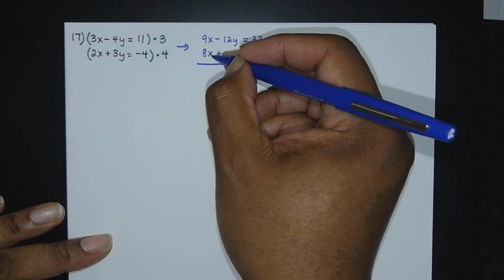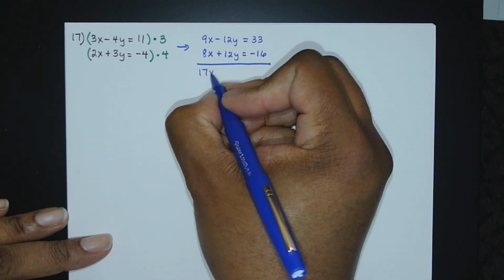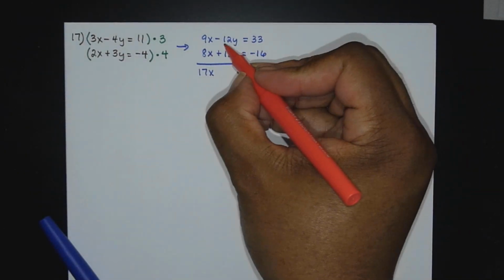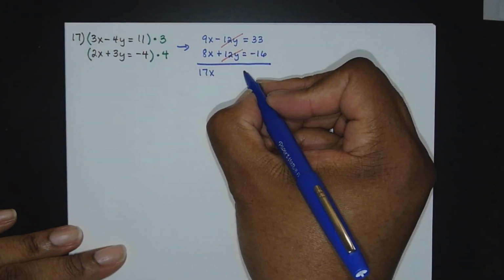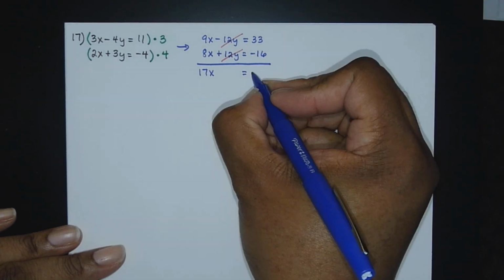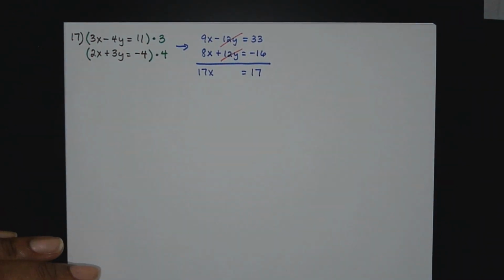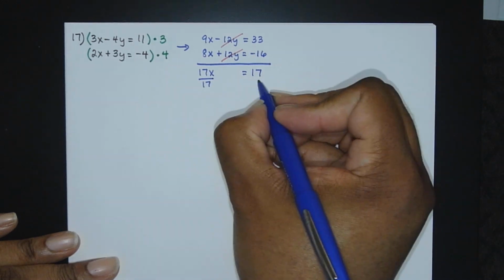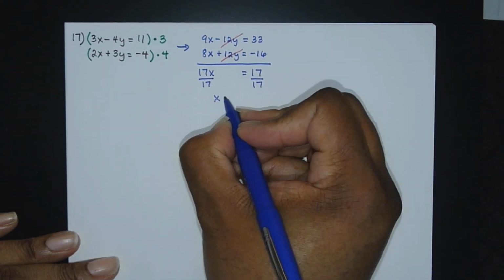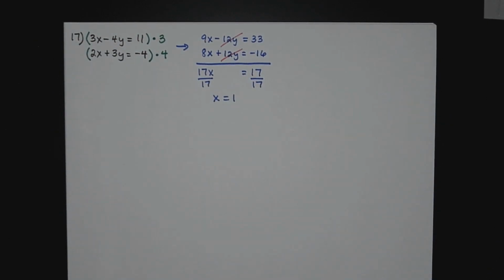So as you can see here, 9x plus 8x is 17x, minus 12y and a plus 12y, they're eliminated, they add to 0, equals 33 minus 16, which is 17. So here I have 17x equals 17. And then divide both sides by 17. You'll get x is equal to 1. So here x equals 1 is that ordered pair.